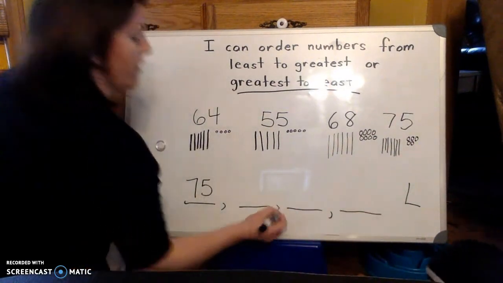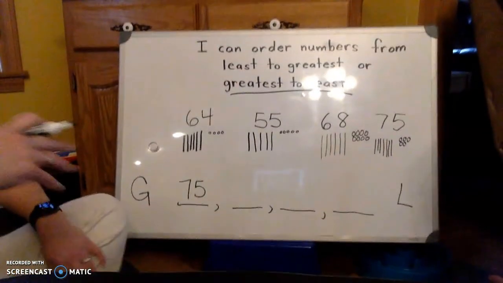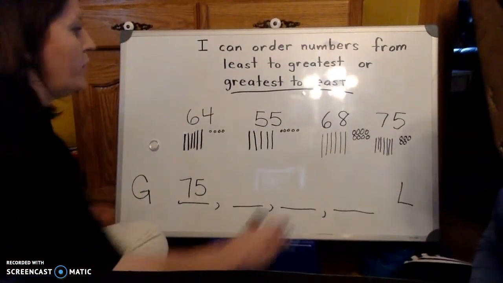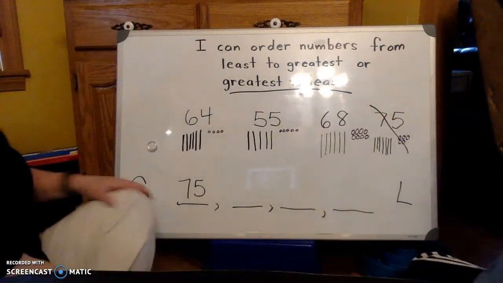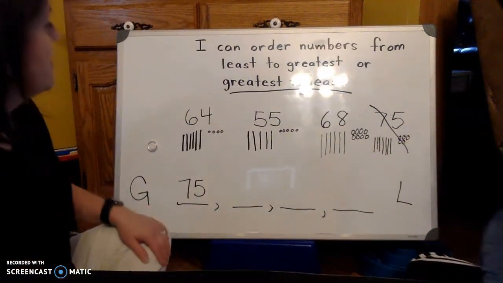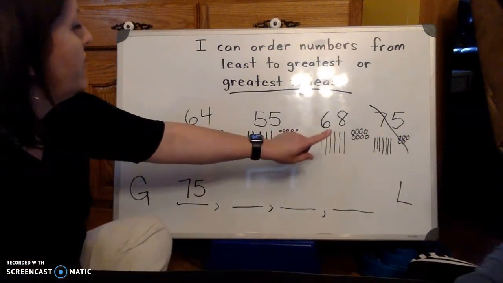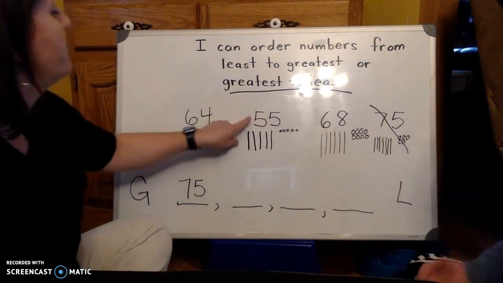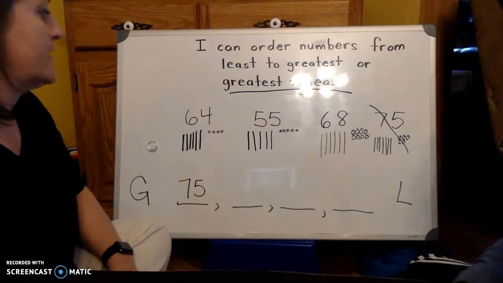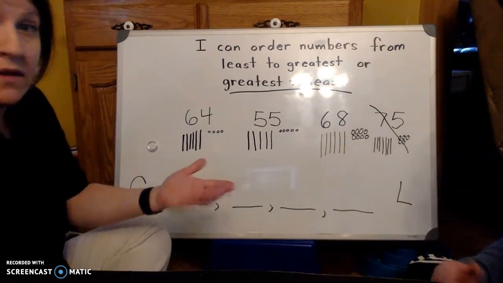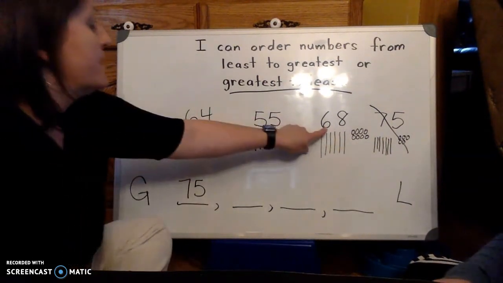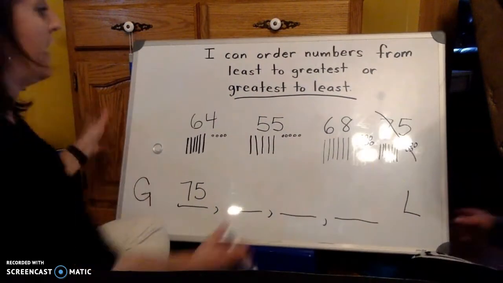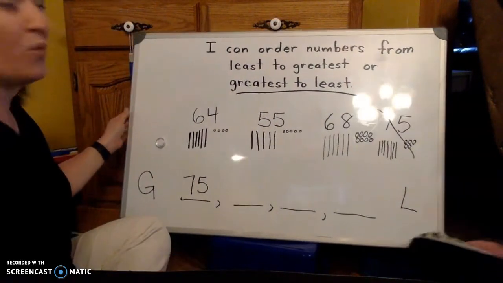And now we have to look at the tens again. Oh, we did this one. Let's cross it off. And the next would be what? Which one's greatest? 60, 50, or 60? 60. But look, 2 of them have 60. 68 and 64 both have 6 tens. What do we do now?